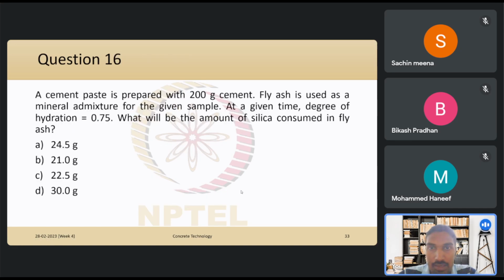Okay, question 16, a numerical. A cement paste is prepared with 200 grams of cement. Fly ash is used as the mineral admixture for the given sample. At a given time, the degree of hydration is 0.75. So what will be the amount of silica that will be consumed in the fly ash? So the options are 24.5 grams, 21 grams, 22.5 grams and 30 grams.